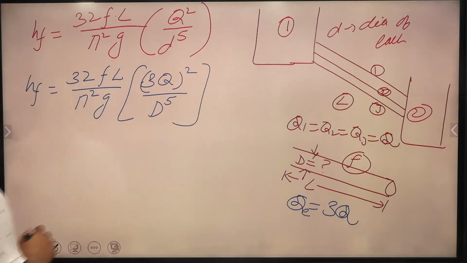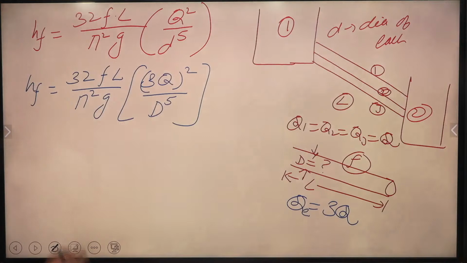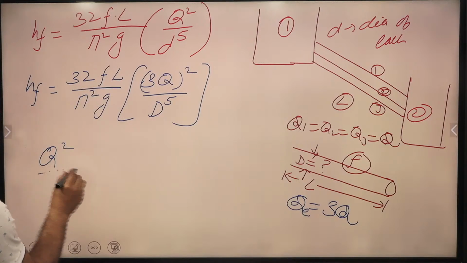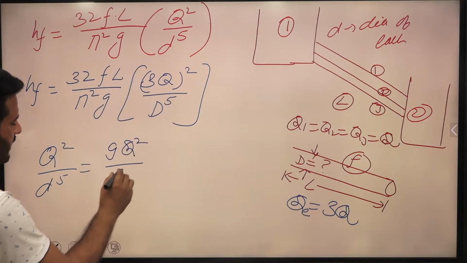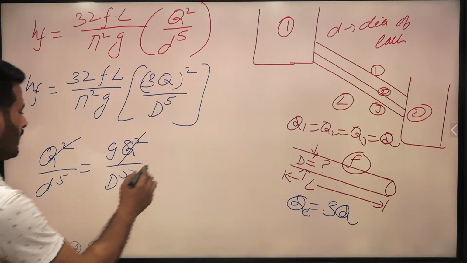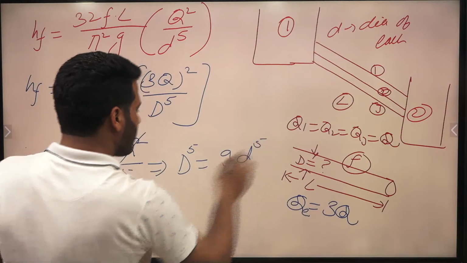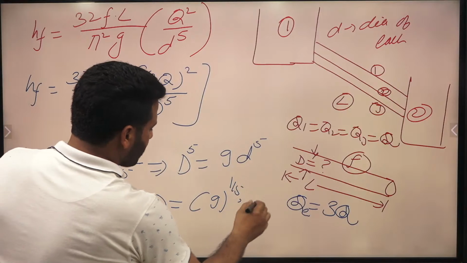In the question he mentioned the size of the pipe with the same length and the same friction factor, equivalent to the above pipes. So what we are doing here is equating the left hand side to the right hand side, because if the left hand side is the same, then definitely the right hand side will also be the same. So 32 FL upon pi g square will cancel out. So Q square upon small d raised power 5 equals 9Q square upon capital D raised power 5. Q square will cancel out. So capital D raised power 5 equals 9 times small d raised power 5. So capital D equals 9 raised power 1 by 5 into small d.